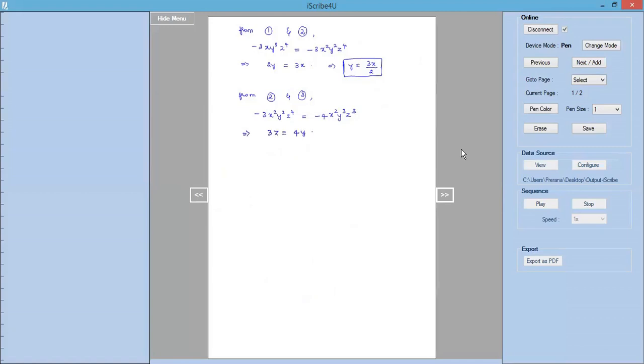Let us try to substitute for y here. So 4 into 3x divided by 2. As I mentioned, I'm trying to express all the variables, that is y and z, both in terms of x. So we have 4 into 3x divided by 2, which gives us 6x. So we have 3z is equal to 6x, or z is equal to 2x. So we obtained y in terms of x and we obtained z also in terms of x. We will try to substitute both y and z values into the given condition.